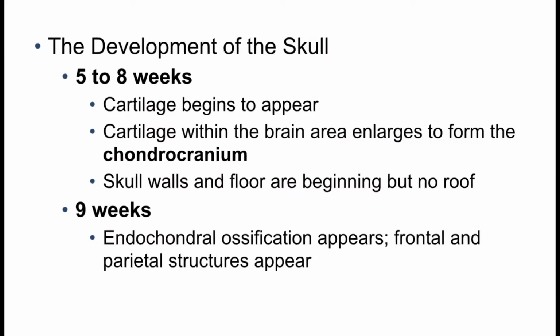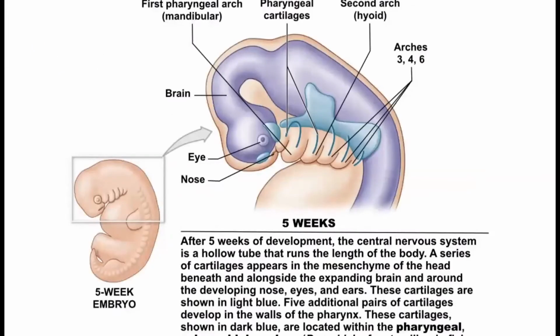Endochondral ossification appears. Frontal and parietal structures appear. The frontal bone, and the parietal bones on the side, start to appear at week 9. You can see the skull developing. This is the eyes, the brain, the pharyngeal cartilage. This is where your skull is going to develop, right here in this area.